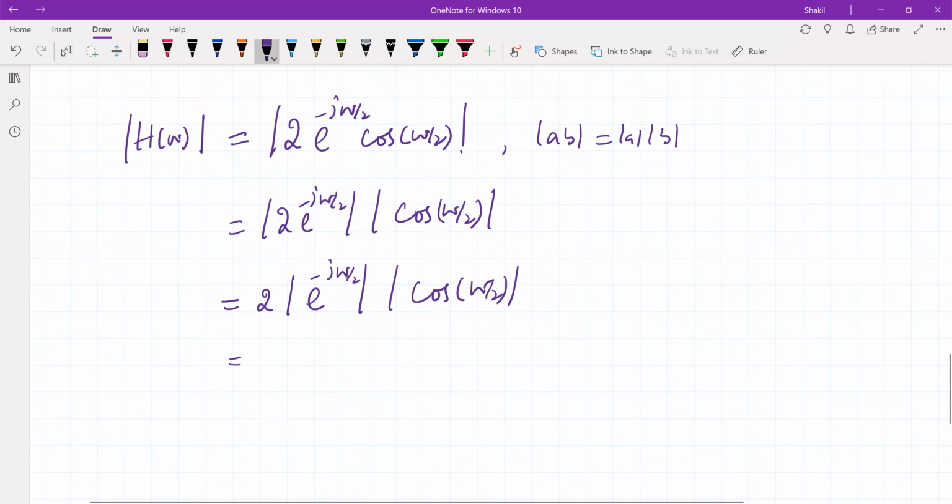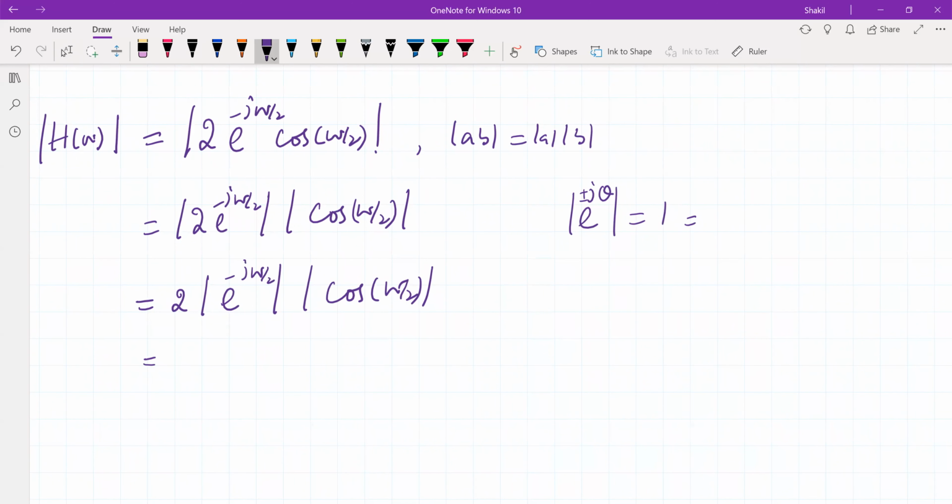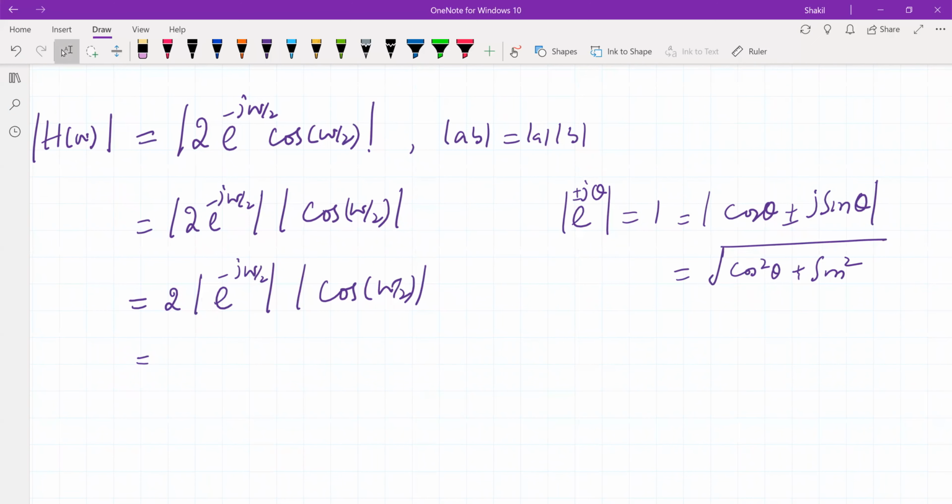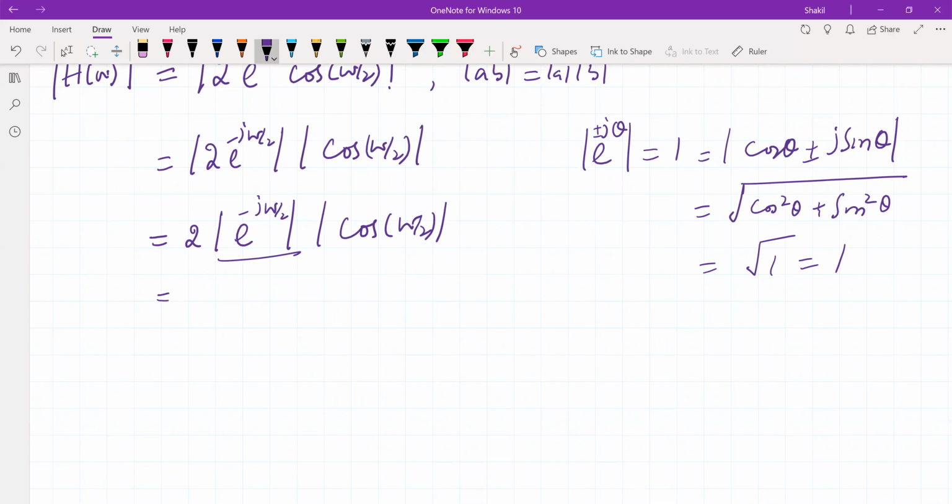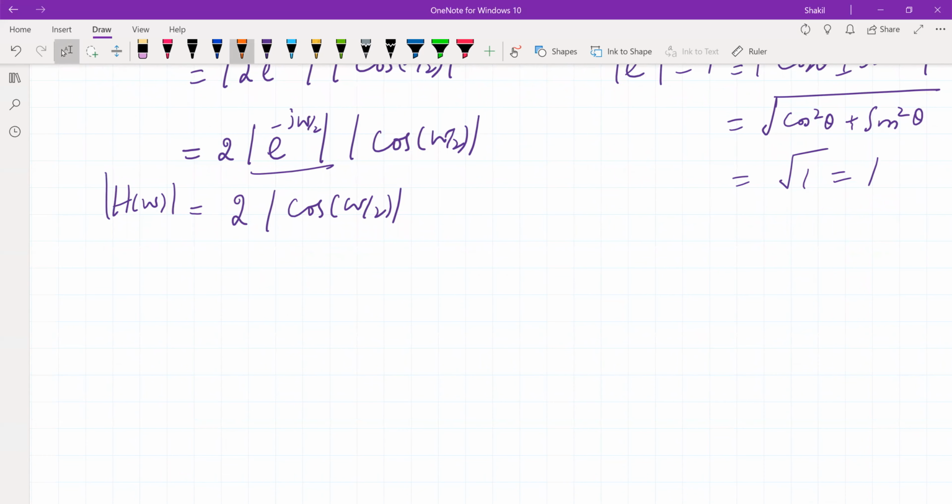Now we know the magnitude of e raised to the power plus or minus j theta is equal to 1. How? Because e raised to the power j theta is simply cos theta plus or minus j sine theta, depending upon whether we have minus or plus. This is under root of cos square theta plus sine square theta. You can see cos square theta plus sine square theta is 1, so this term is equal to 1, and this will be twice cos omega by 2. So the magnitude response of the system is twice cos omega by 2.